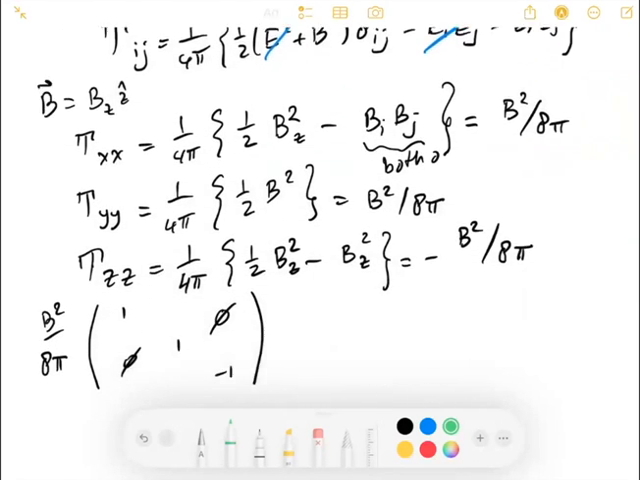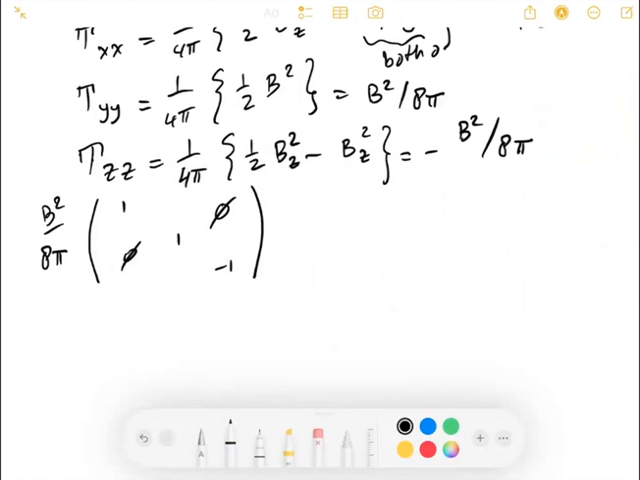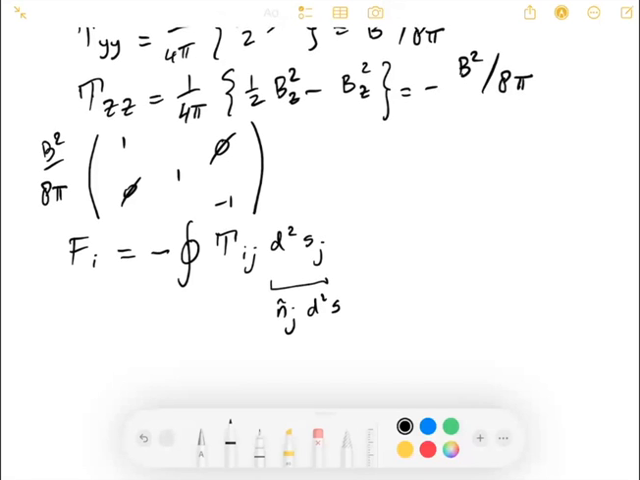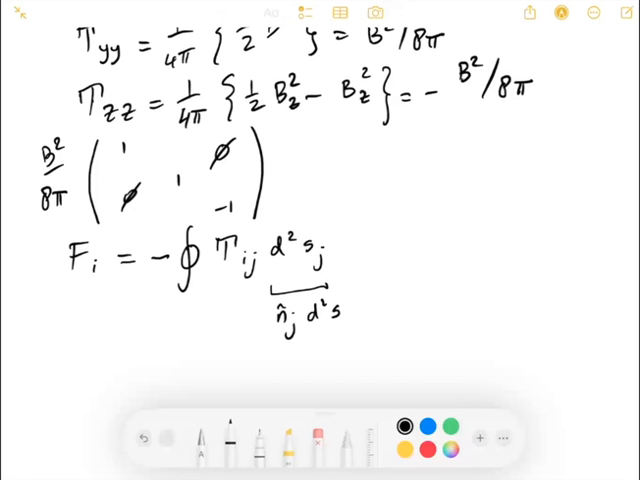Okay, so let's now write down what we mean by this. The ith component of that force is minus the integral of T_ij d2s_j, and we can also write this as n_j d2s. So this is a surface element with a normal pointing in the jth direction.